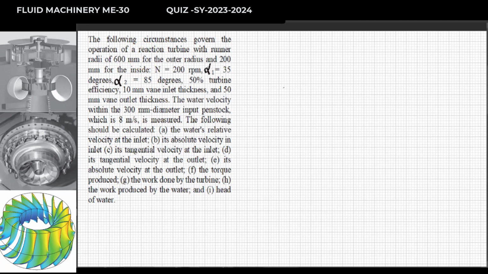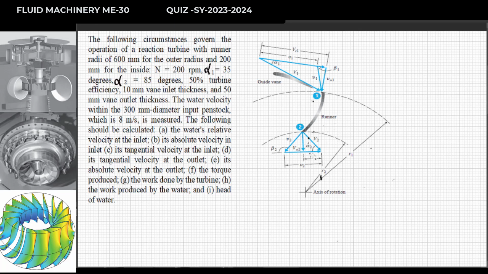So let me try to bring down here the schematic diagram, or call this the velocity diagram of my reaction turbine. Now I have here the radius 1, so this will be the outlet. This will be equal to 600 mm, and if you convert this in terms of meter, this will be 0.6 meter.